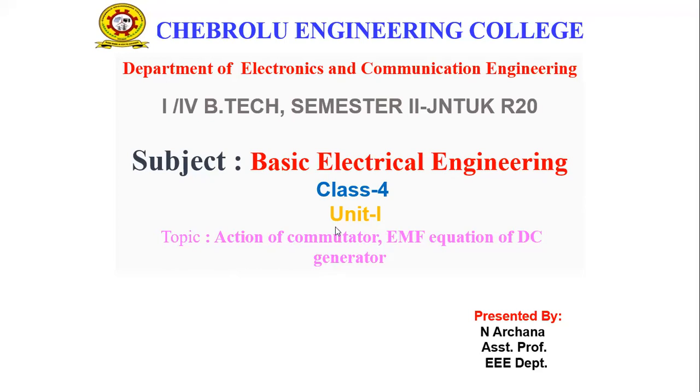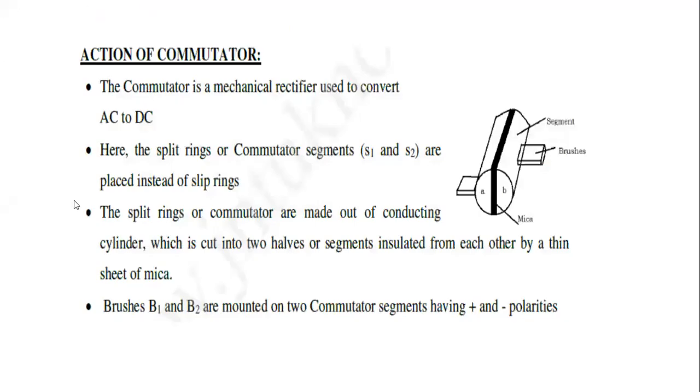In the commutator, instead of slip rings we are using split rings. Then the commutator will convert the AC to DC current. Understand, a commutator is a mechanical rectifier. What is meant by rectifier? AC to DC. The commutator is also a mechanical rectifier. It is used to convert AC to DC.